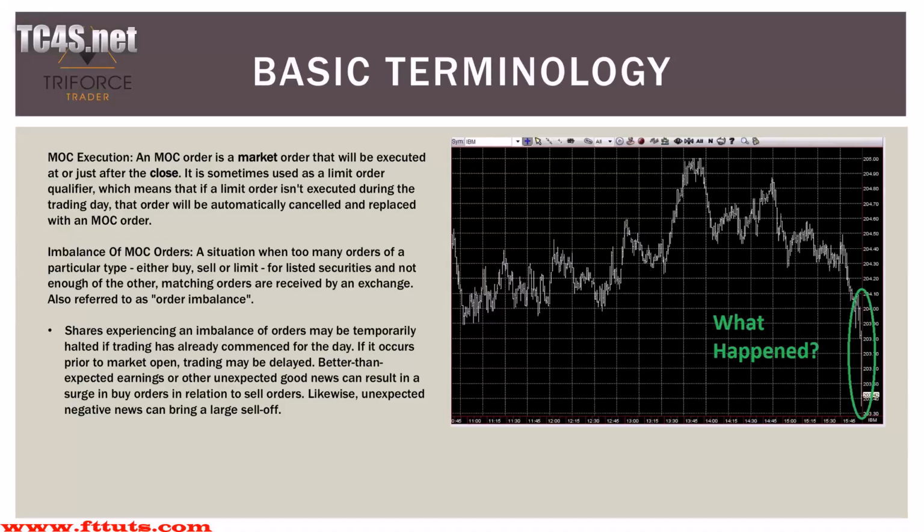Okay, so MOC is market on close. That's what that stands for. Some of us call it murder on close. This is something that's also not taught traditionally to a lot of people. Again, it's just information you need to know and understand, and it can sometimes be helpful.